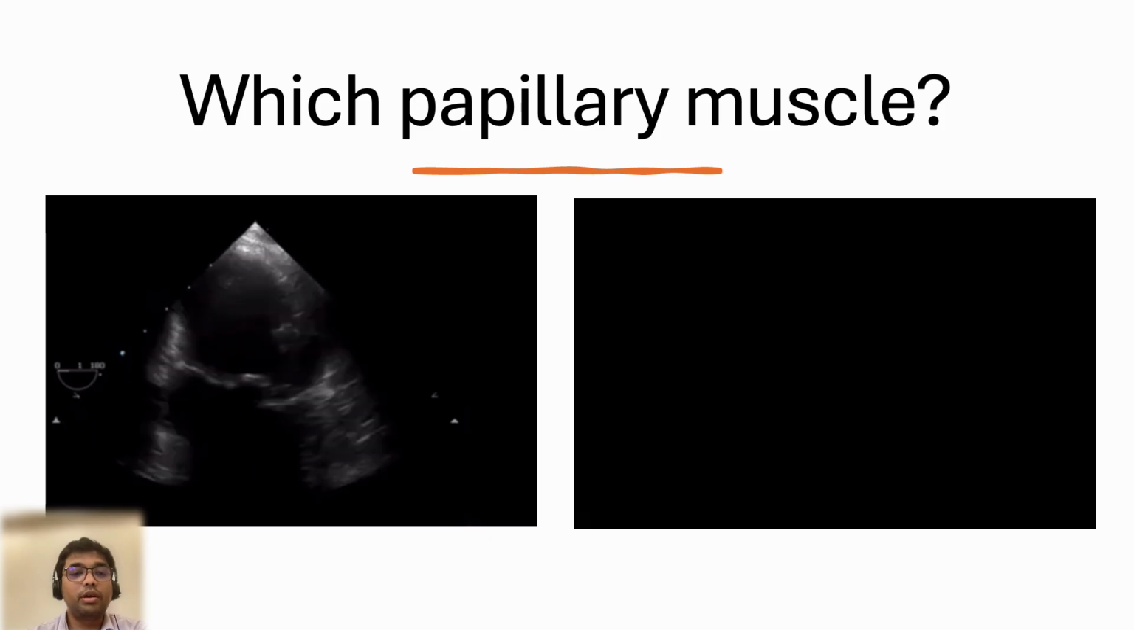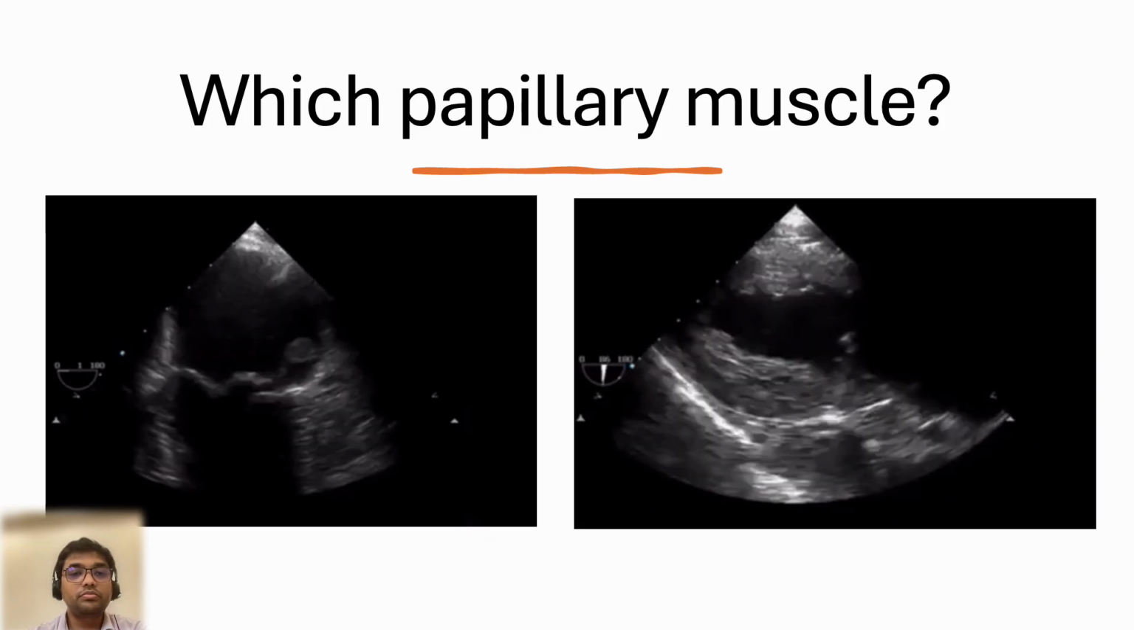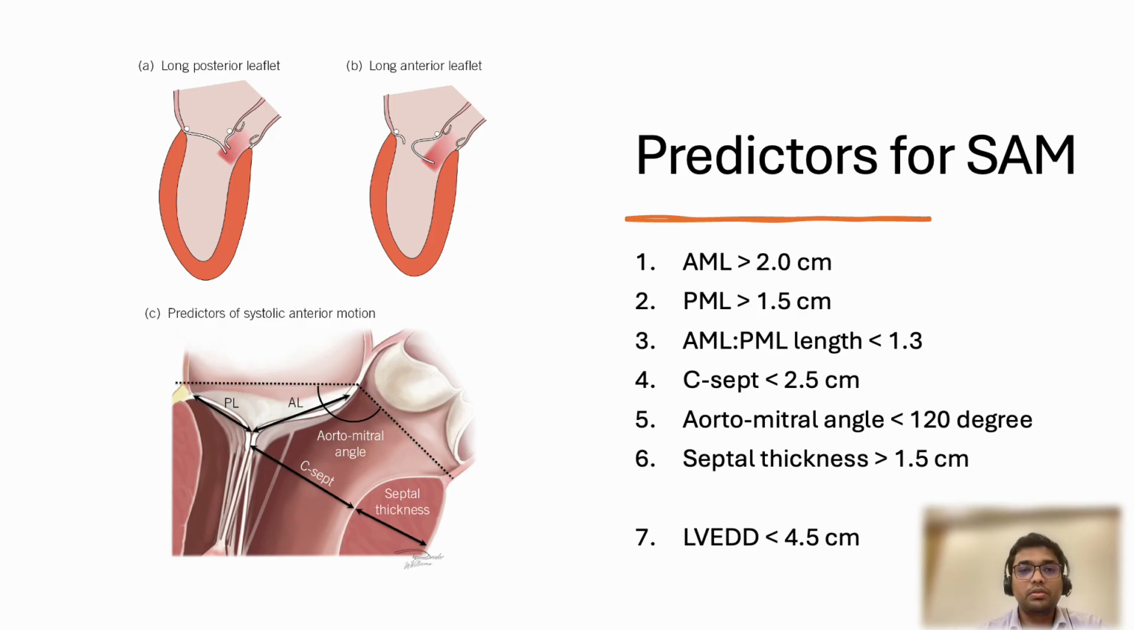Now in this image you can see there is an avulsion of your anterior papillary muscle, and there is a floating of your papillary muscle with your anterior mitral leaflet into the LA.